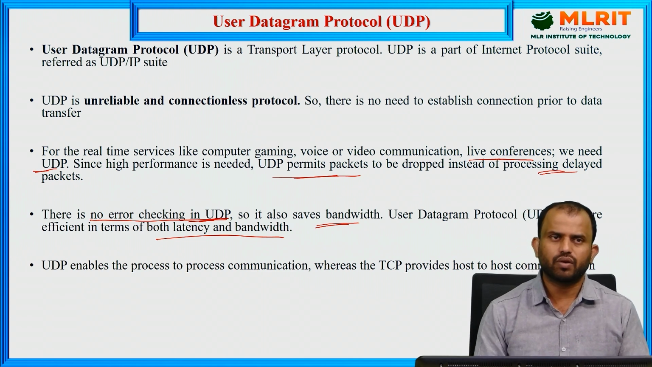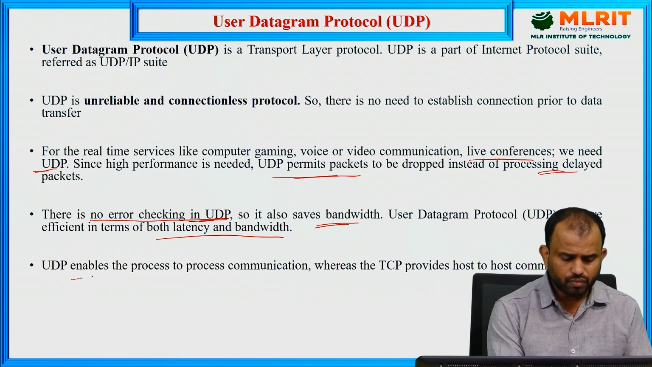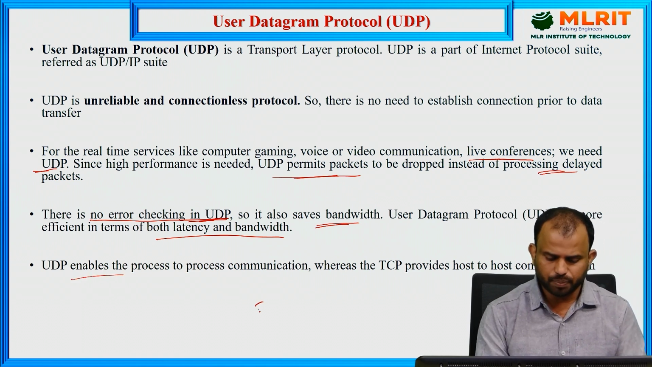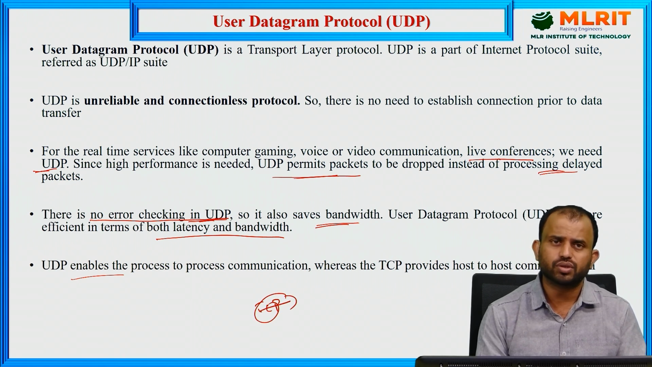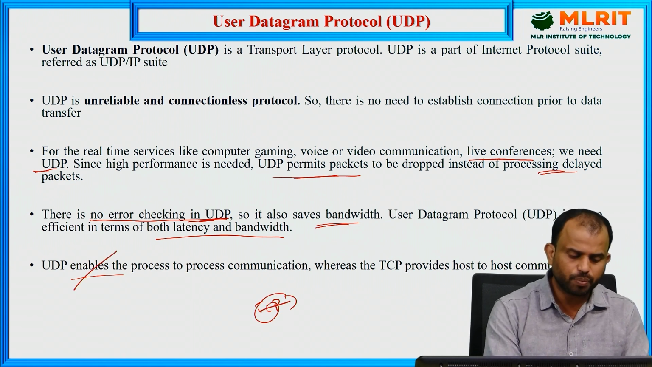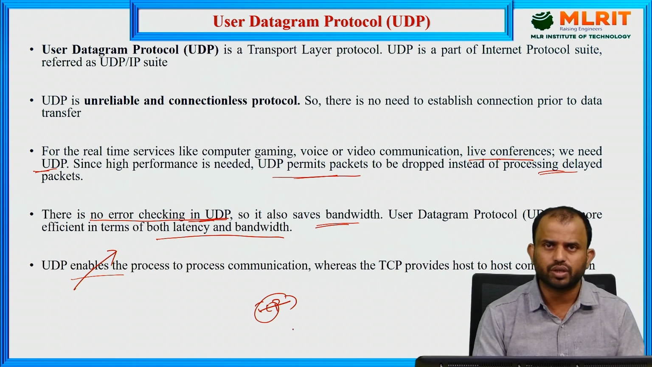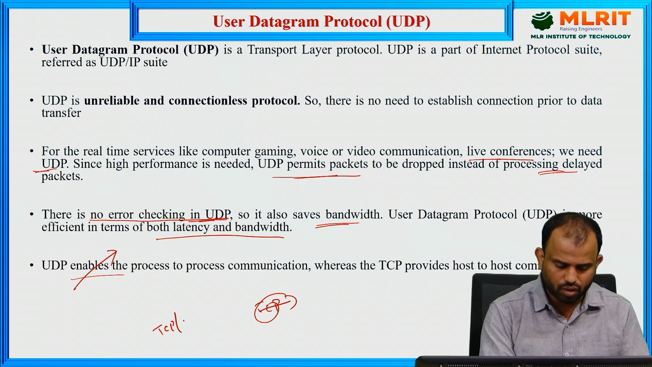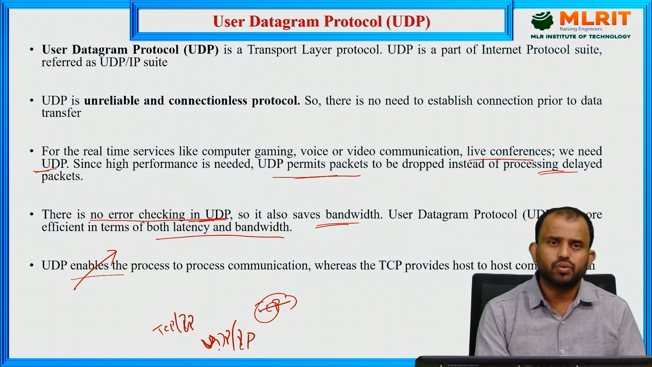And UDP enables process to process communication, as we discussed in the TCP/IP layer, or in the transmission protocol that we go for as a process to process communication. So UDP also enables process to process communication, where TCP provides host to host communication. As we discussed, there is the TCP/IP protocol and the UDP/IP protocol: one is the Transmission Control Protocol, and the other is the User Datagram Protocol.